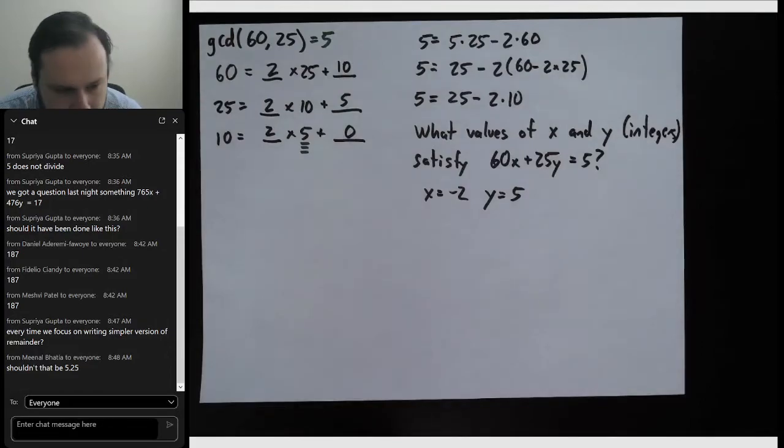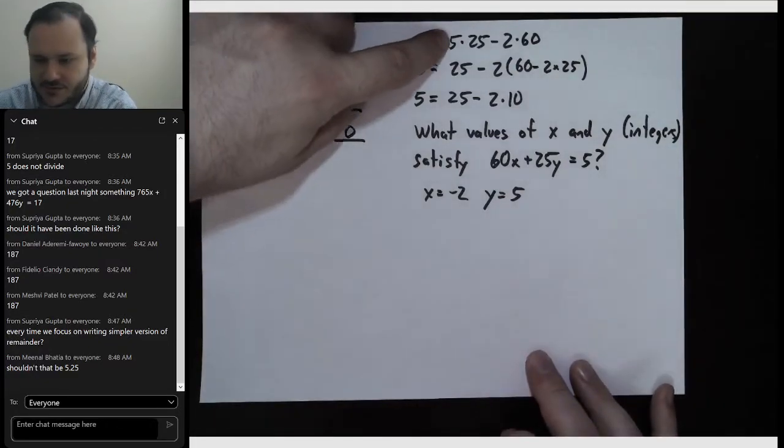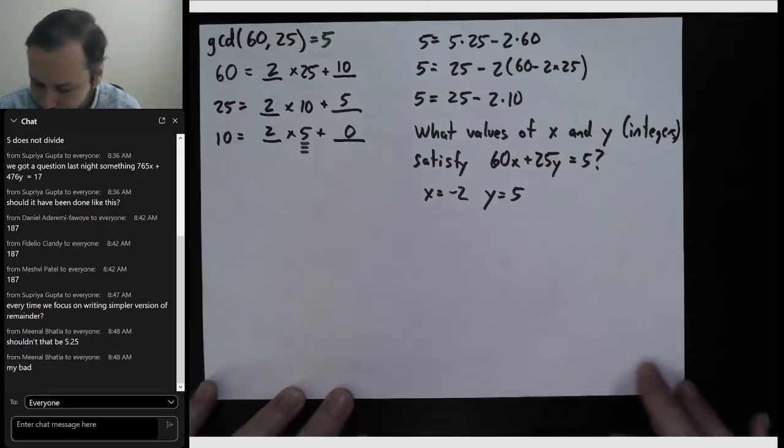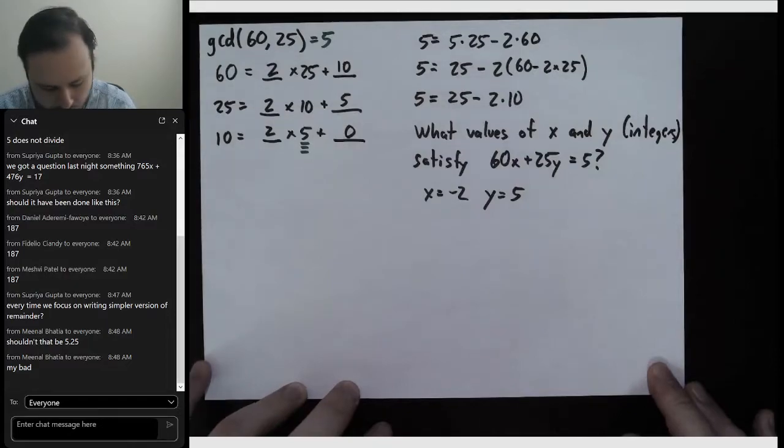Shouldn't that be 5 times 25? I'm not sure what you mean. This is 5 times 25. Okay. All good.